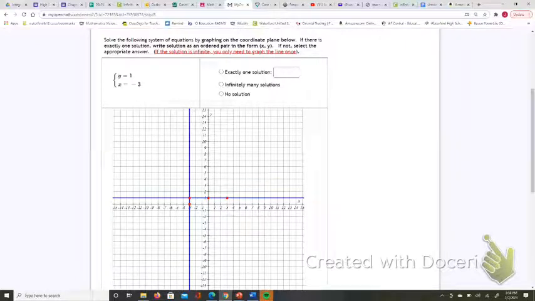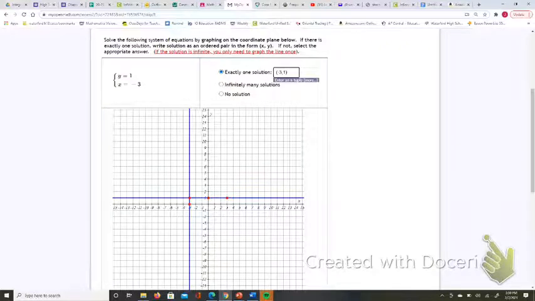Well, they cross right here. So now this is my x-axis, and it looks like it's at negative 3. And then this is my y-axis, and it looks like it's at 1. So they cross at the point -3, 1. So there's exactly one solution, parenthesis, -3, 1, close parenthesis.